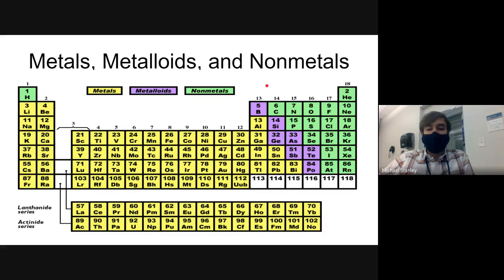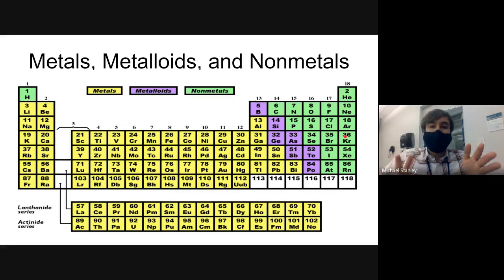And then on our nonmetals, we've got some guys you may have heard of. We've got our oxygen, we've got our helium, we've got our carbon, neon, krypton that we were working with earlier this week. Those guys are all nonmetals.